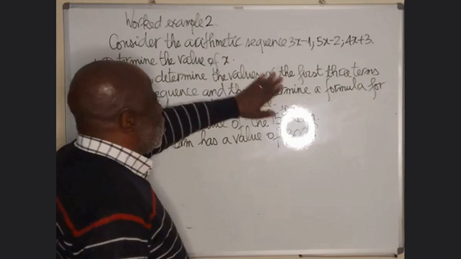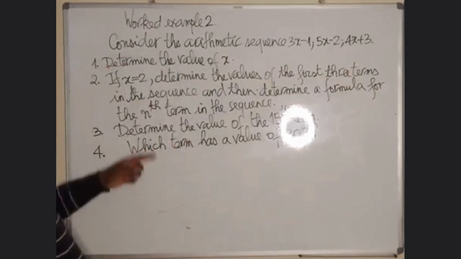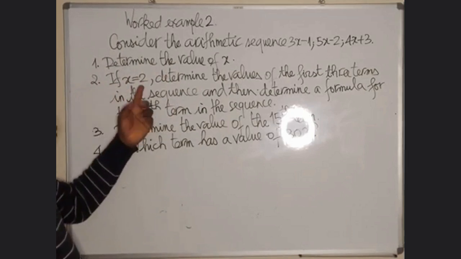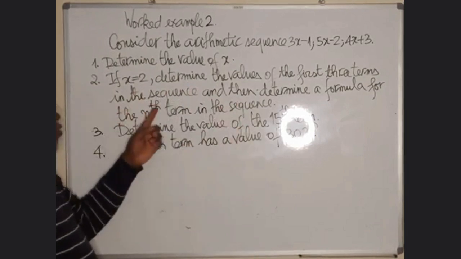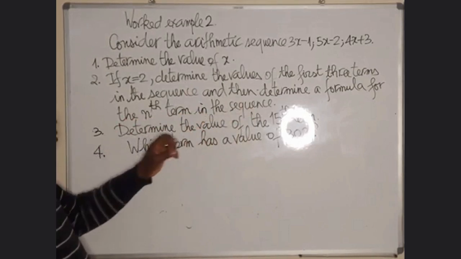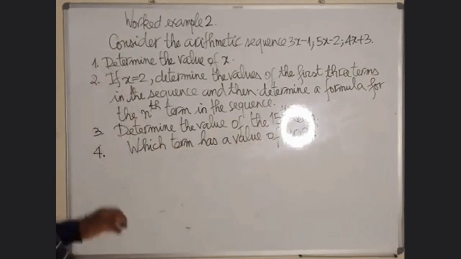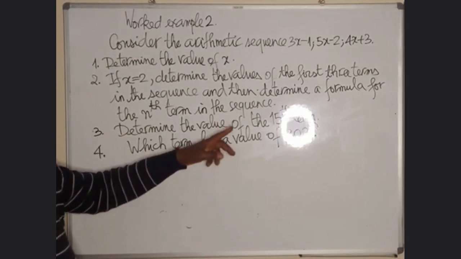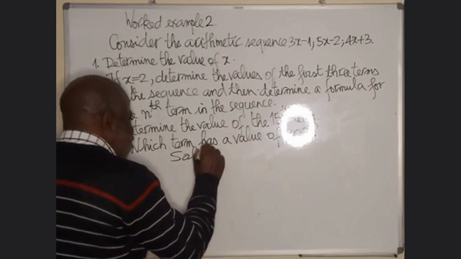Consider the arithmetic sequence 3x minus 1, 5x minus 2, 4x plus 3. Determine the value of x. Question number 2, if x is equal to 2, determine the values of the first 3 terms in the sequence and then determine a formula for the nth term in the sequence. Question number 3, determine the value of the 15th term. And question number 4, which term is a value of 302? So we're gonna start with the solution.